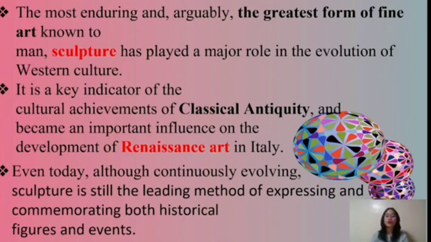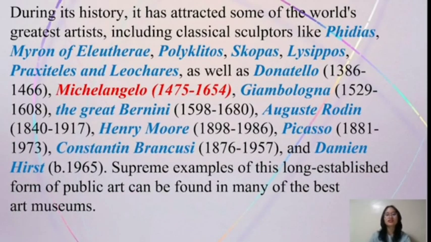Even today, although continuously evolving, sculpture is still the leading method of expressing and commemorating both historical figures and events. During its history, it has attracted some of the world's greatest artists. Many people were attracted to sculpture and created artistic works, like Phidias, Myron of Eleutherae, Polykleitos, Scopas, Lysippus, Praxiteles, and Leochares, as well as Donatello from 1386 to 1466, Michelangelo 1475 to 1564, and many more.